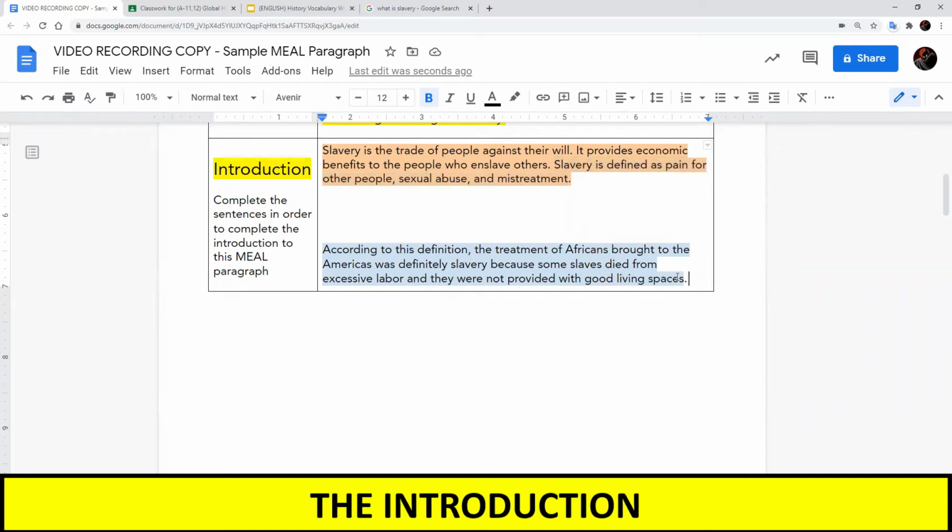So there's lots of different ways you can do the introduction. This is just an example, but just remember that you definitely need to put this first part, which I guess you can say is a definition, right? So this first part is the definition of slavery, and then the second part is how American slavery really connects to that definition of slavery. Okay. All right. And that's basically what you have to do for the introduction.